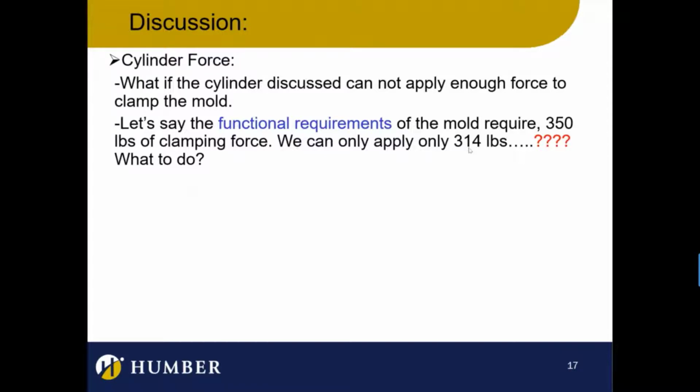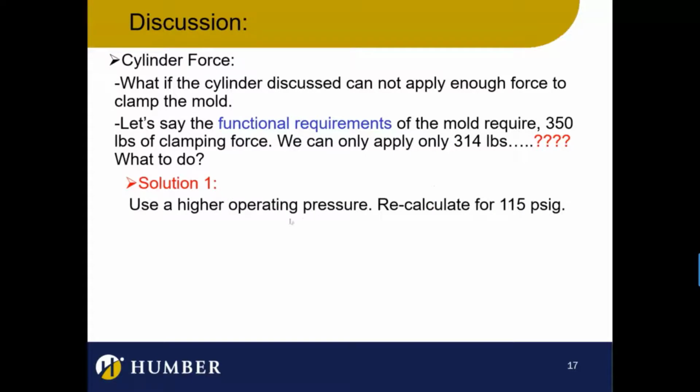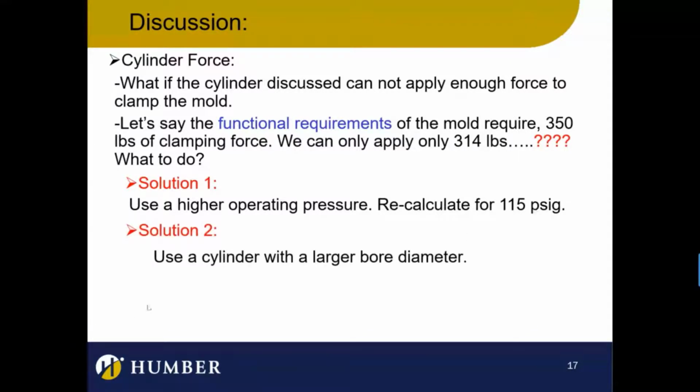Increase the pressure. Take a bigger cylinder. Yep, absolutely. We can do a bigger cylinder. So essentially, our two options are this. Solution, use a higher pressure. Recalculate for 115 PSI. Yep, that's definitely one. Somebody mentioned that. The other is use a greater cylinder, a cylinder with a larger bore. Okay, we can do that. So we can do both for sure.